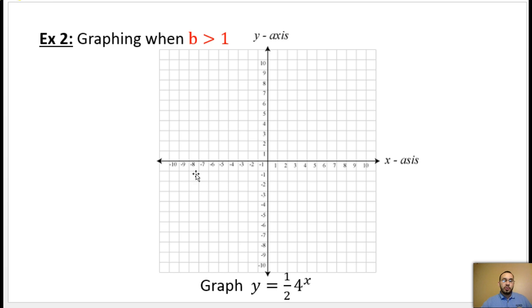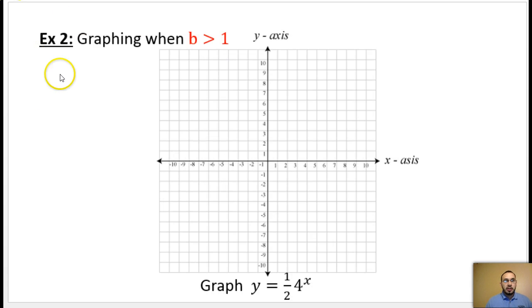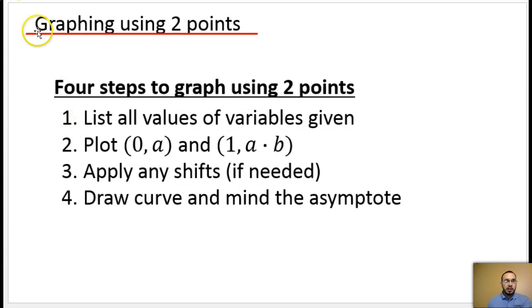So here we have example 2. We want to graph when b is greater than 1, or we're starting to look at equations where our value of b is a higher number. Now we're given an a and a b value. If we follow our 4 steps, we want to list all the values of our variables given. My a value is going to be 1/2. My b value is going to be 4. I don't have an h value and I don't have a k value. In fact, we haven't even covered those yet. So if I know those 2 values, I'm done with step 1.